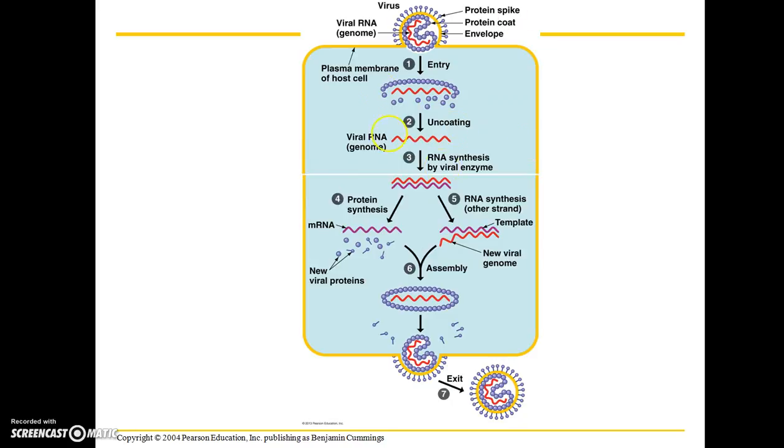So there's enzymes that come with this, and those allow the virus to take over the host cell's machinery. So protein synthesis can occur. All of the proteins that that virus needs to function can be translated from the RNA, and that produces new viral proteins. And the RNA can also synthesize new viral genomes. And if you put both of those together, you have a complete new virus here, and then it can exit the cell and probably infect other cells within that host if it's a multicellular organism.